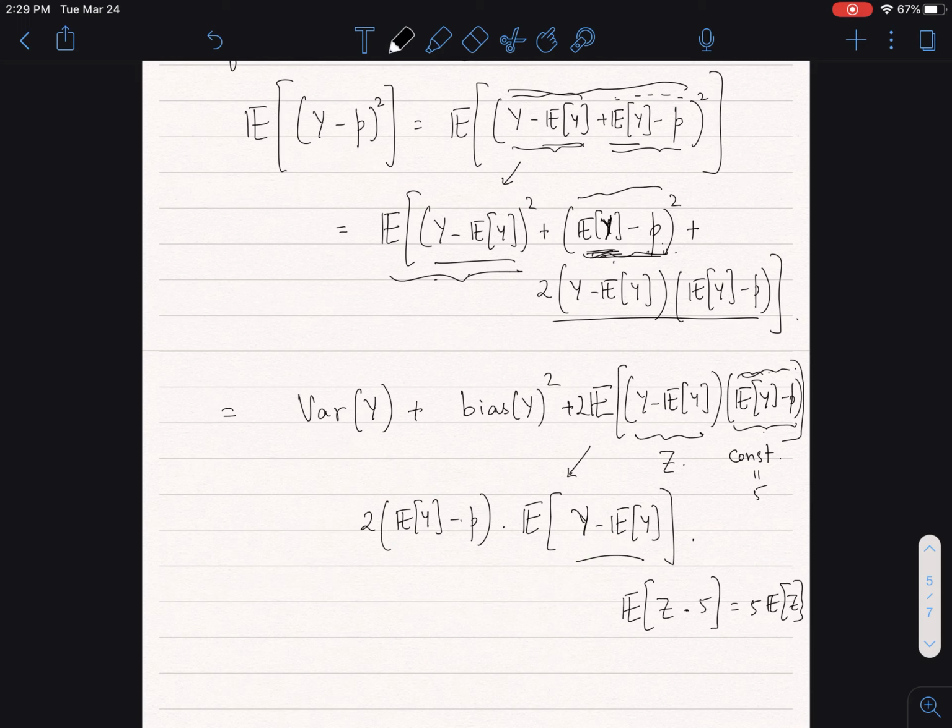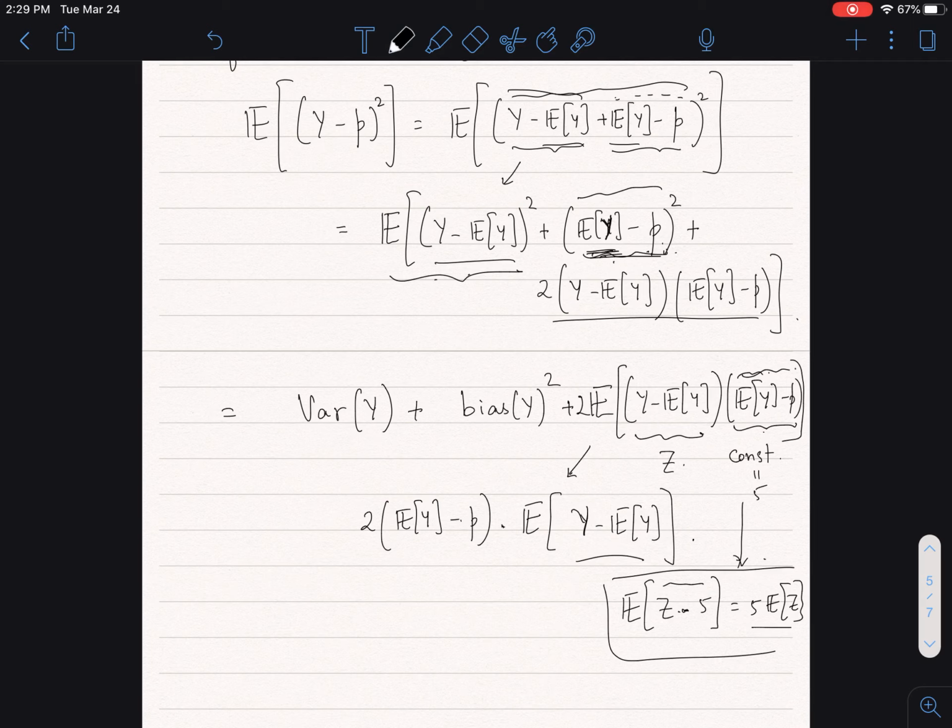So this is some constant, and this is what I'm using here. If you have something like this, z times some constant, this would be 5 times the expected value of c, right? So that's all I am using there. Okay, so this is what we have.